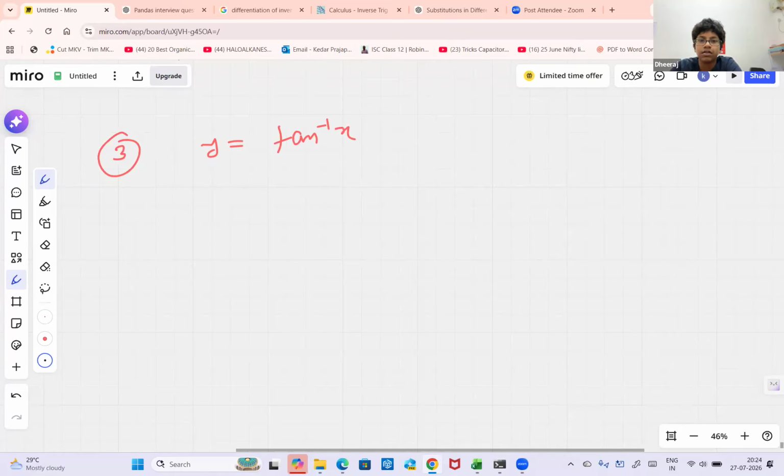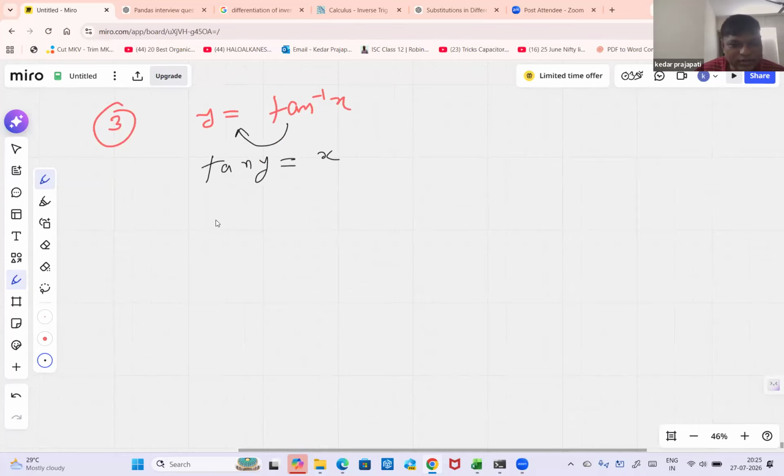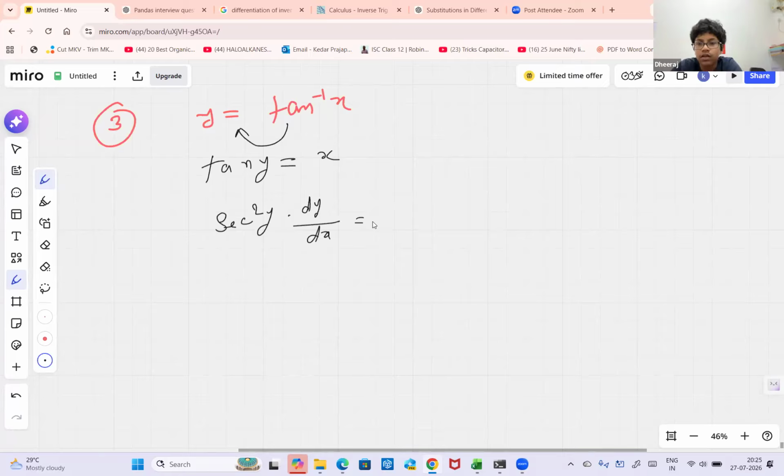And y is equal to tan inverse x. So tan will come this side: tan y equal to x. Now differentiating with respect to x, sec square y into dy by dx equal to 1. So dy by dx will be equal to 1 by secant square y.